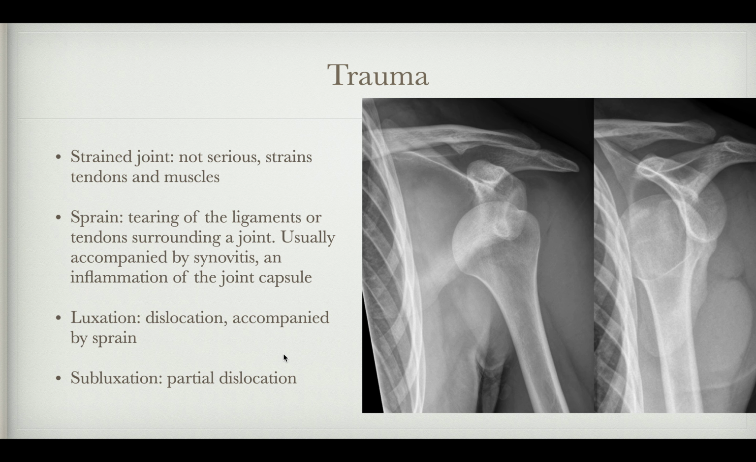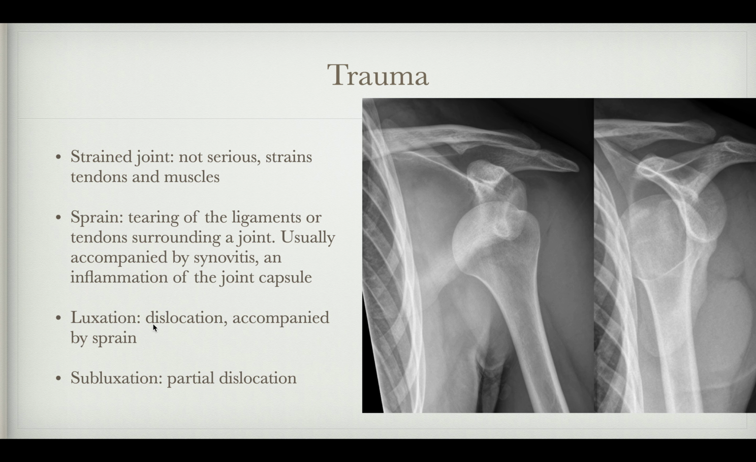All right, trauma. Traumas can be a variety. It can be not serious, which are strains. Sprains are a little bit more serious. That's when the ligaments and tendons do tear. These are usually accompanied by synovitis, and that's when you swell up really badly. Generally, you are given bed rest, or given a sling to rest the joint that's been afflicted, and you're given some pain medication.